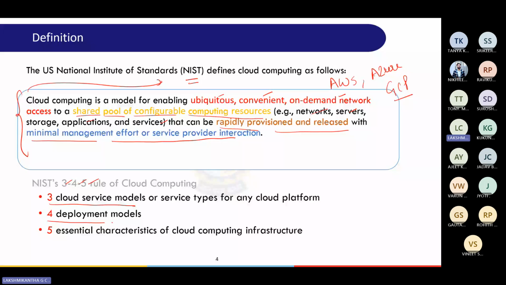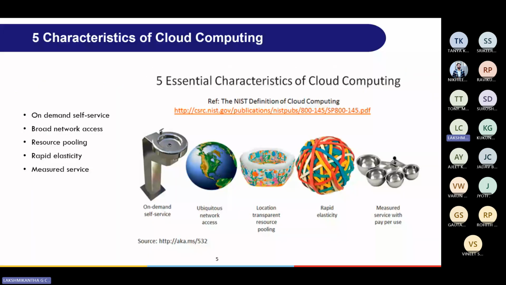Correct? So now what we are going to do, guys, is start detailing the 5 essential characteristics. On the next slide, I'm showing you the same thing. My dear friends, these 5 characteristics are what truly differentiate the cloud from traditional hosting. What is the first one mentioned here? On-demand self-service. Guys, this is the key, right?